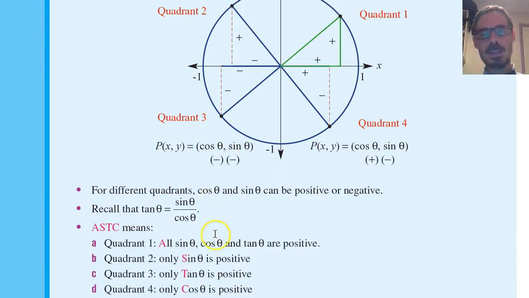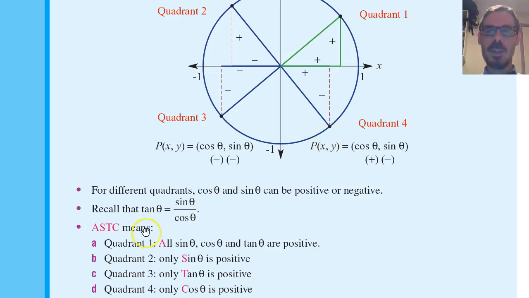So let's go back to our ASTC. In the first quadrant, sine and cos are both positive, as well as tan, all are positive. In the second quadrant, only sine is positive. Cos and tan are both negative. In the third quadrant, only tan is positive because sine and cos are both negative. And in the fourth quadrant, only cos is positive. Cos is positive, sine is negative, so tan is negative.